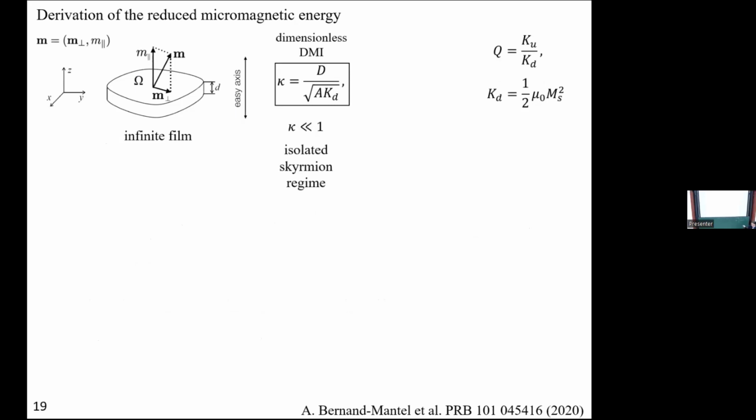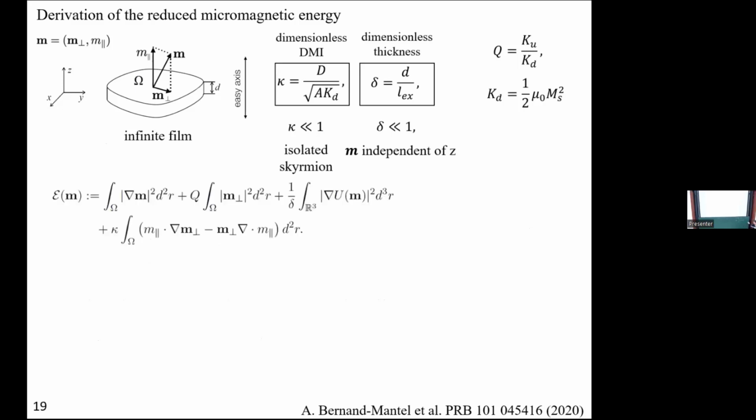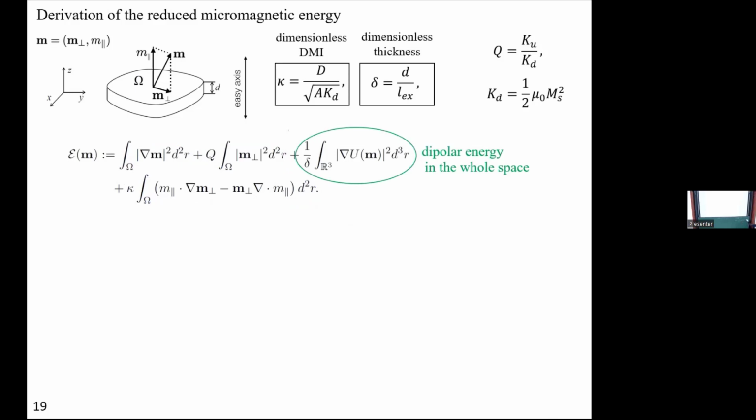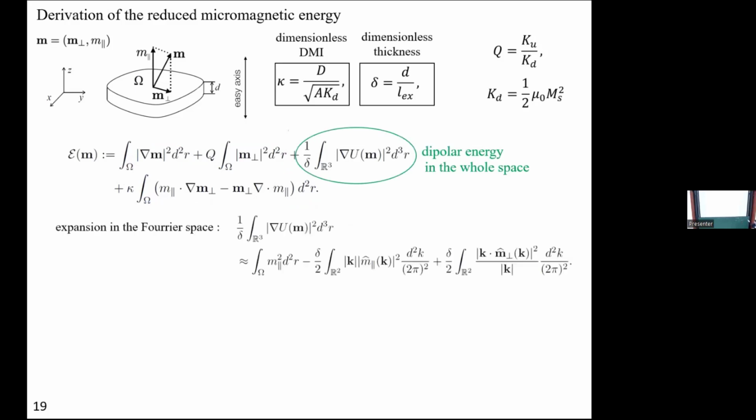So we take the same model and we are going to restrict ourselves to a low kappa regime where an isolated solution exists. And now we have a new non-dimensional parameter, which is the thickness. And it also has to be small in order that the magnetization is independent of the Z direction. So it's a two-dimensional model. And now we are working with the full dipolar energy. So this was the classical theory, and we are adding the dipolar energy in the whole space.